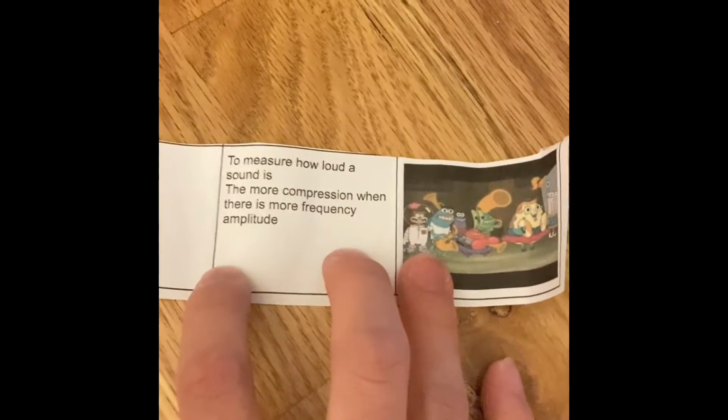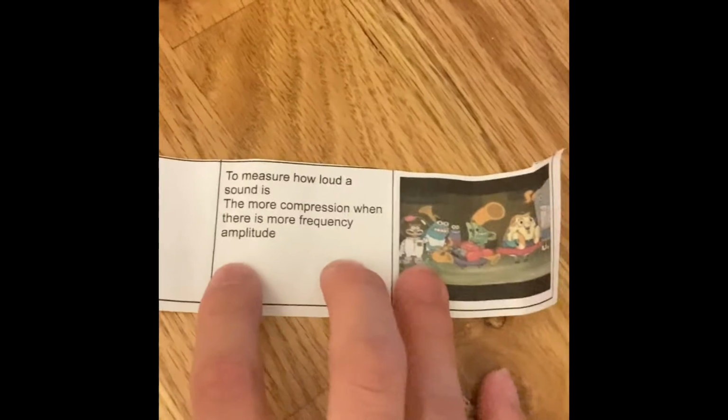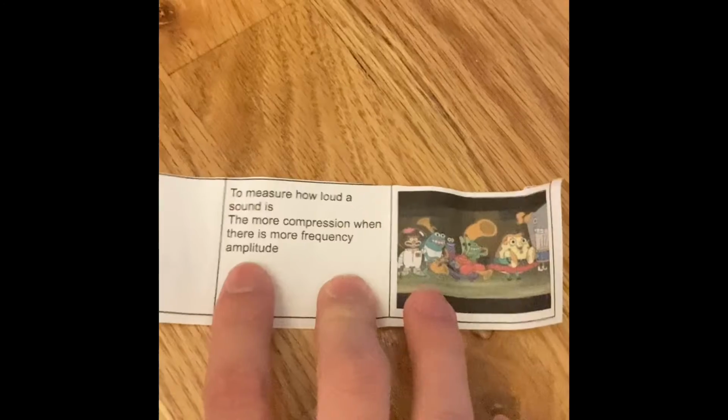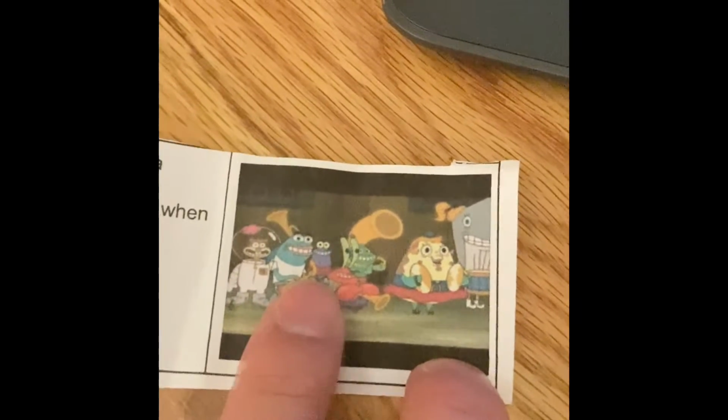Because back in my science 8th grade class, we have an example right here. We have intensity, means to measure how loud a sound is, the more compression when there's more frequency, and the intensity is basically the amplitude of the sound wave. And we have an example of SpongeBob characters playing as a band, because in that episode, they actually destroy parts of the building because they have a high intensity.